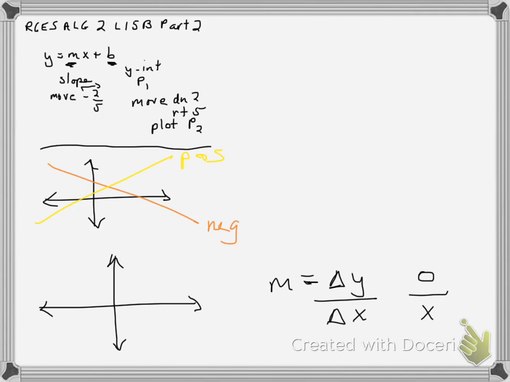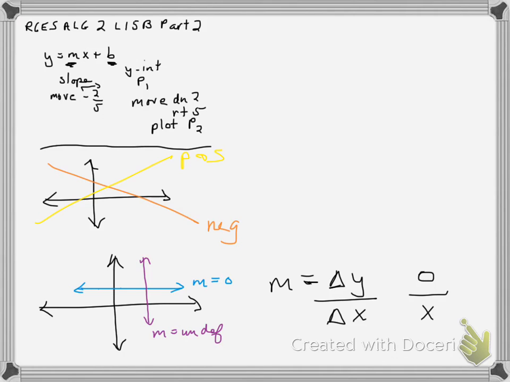So let me give you a couple examples here. So if I have a 0 slope, it's the y value that's always going to be the same. So it's going to be a horizontal line. All horizontal lines have a slope of 0. Okay. Vertical lines have a slope of undefined. Why?